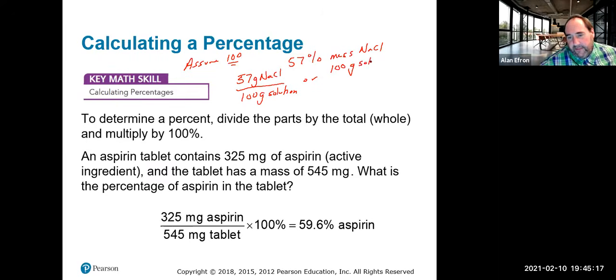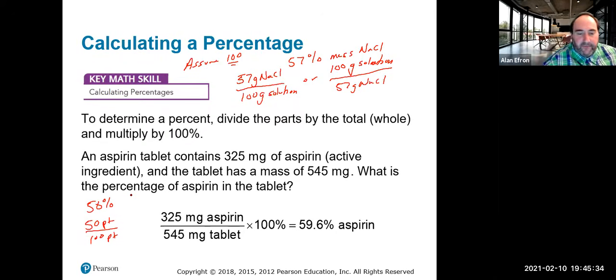100 grams of the solution is 57 grams of sodium chloride. So that's a very common thing. Again, like if you got 50% on your exam, hopefully not, it basically means you got 50 points out of 100 points, right? That's the same idea. And again, you could turn percentages into usable conversion factors, much like we talked about today.